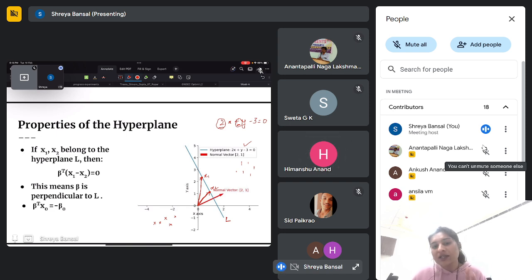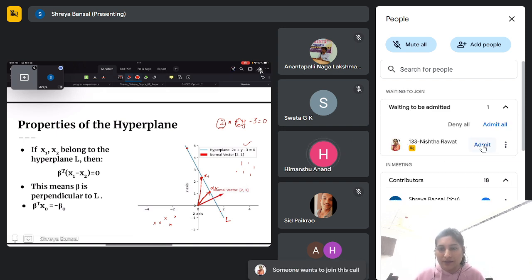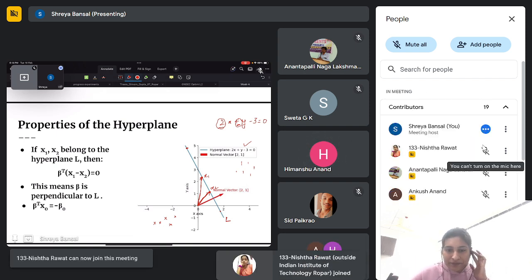For that, I am choosing any two vectors which are present on this line. They can be arbitrary vectors, maybe the vector is present here, maybe here. That's why I am taking x1 and x2. I am not defining whether they are close to or farther from the origin, so any vector. Is that clear?